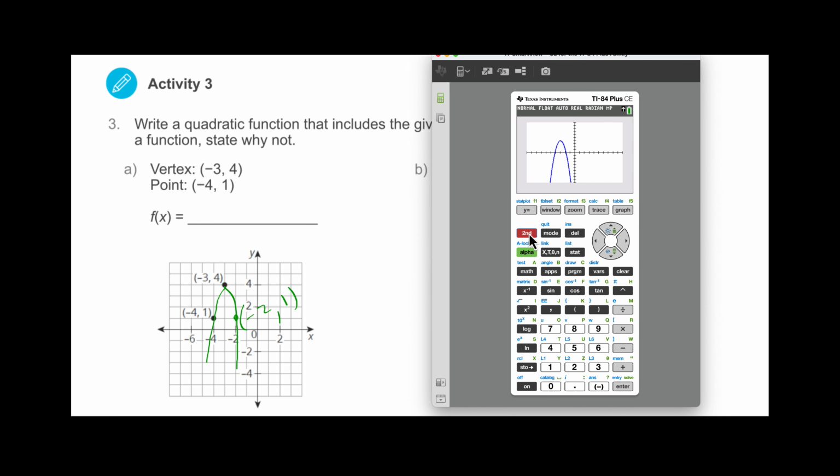If I want to turn on my stat plots, you go up here, you hit enter, you can hit turn it on, and then when I go back to my graph, I'll see those 3 points that I put in there as well. That was a lot of information.